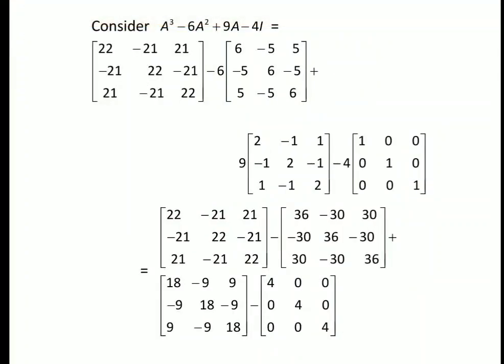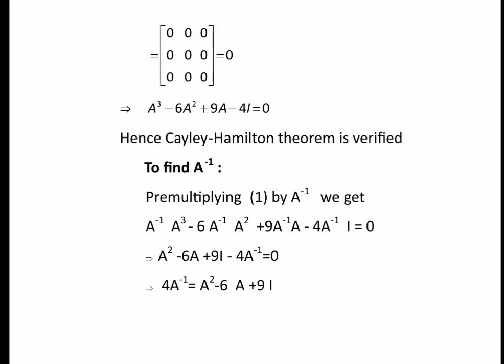Now consider A cube minus 6A square plus 9A minus 4I, which is equal to, first you write A cube, then minus 6 into A square, then plus 9 into A minus 4I. You just multiply all these matrices. First you have to simplify all these and add. You will get a null matrix.